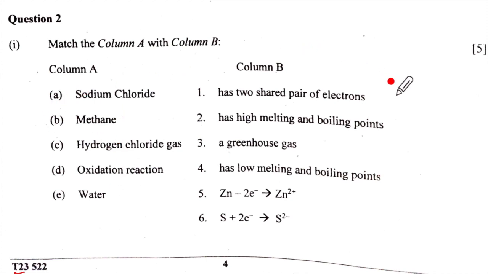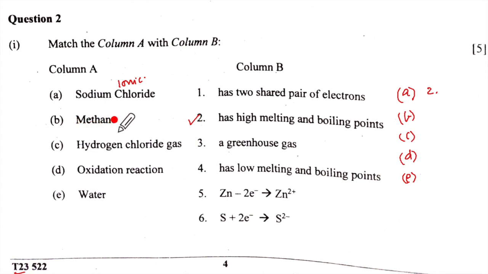So in your answers, you can just write A and whatever, B, C, like that. You don't have to write the whole thing, A, B, C, D, E. Now sodium chloride, what do we have over here? You know that it's an ionic compound. So ionic compound will have high melting and boiling point. So it will be 2, which we'll write like this. Okay, A is 2.